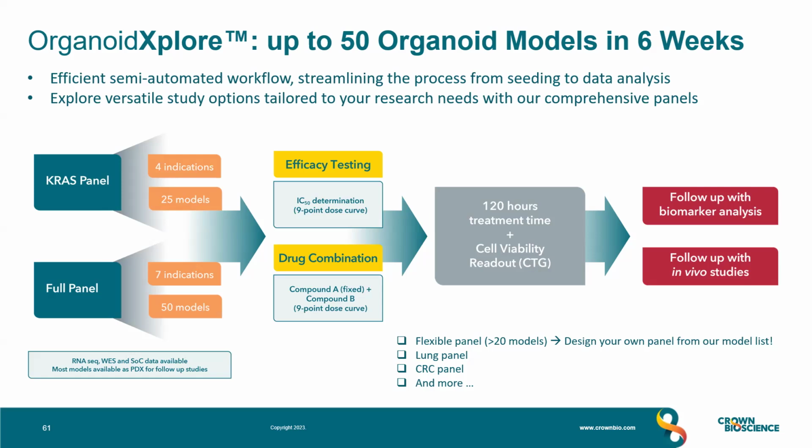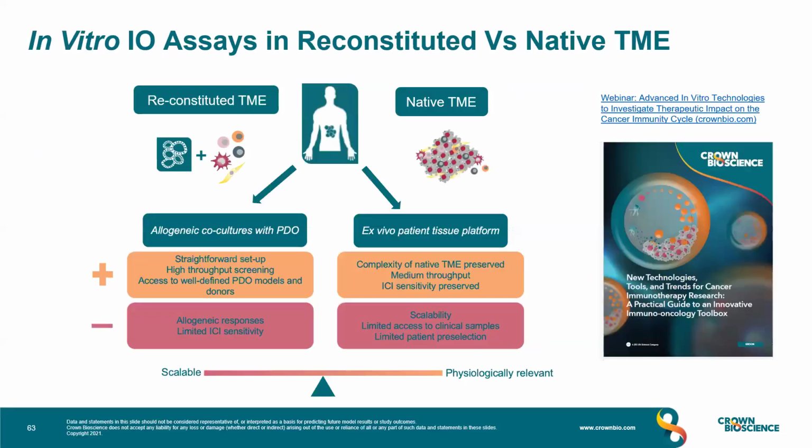But you can actually screen compounds in either the full set or in subsets based on the sort of mutation profile, indication, or a specific biomarker. So, for example, the KRAS panel across 4 indications could be an option. And then there's also an ultra flexible panel where you can select 20+ models to meet specific research needs.